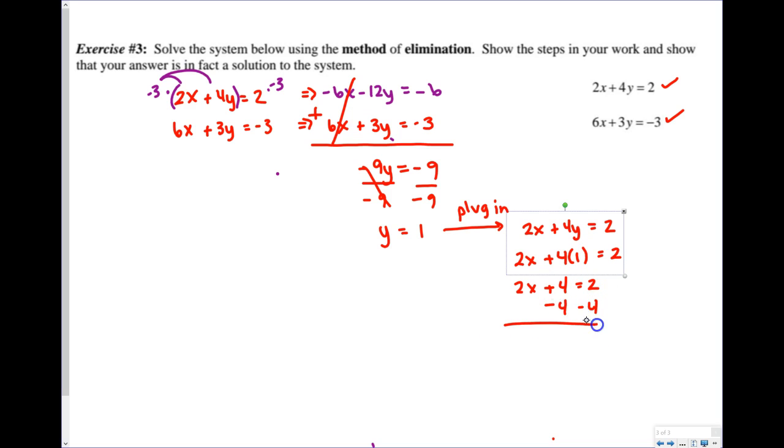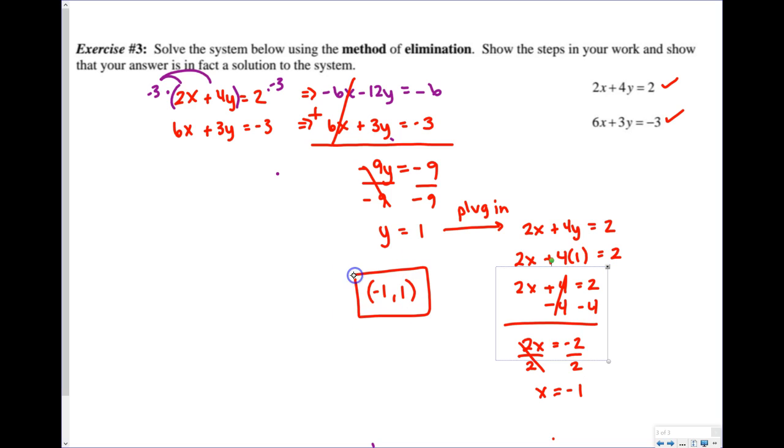Subtract 4 on both sides. I get 2x equals negative 2. Divide both sides by 2 to get x by itself, and then x equals negative 1. So my final answer, my solution, is negative 1, comma 1. I've done this using the elimination method.